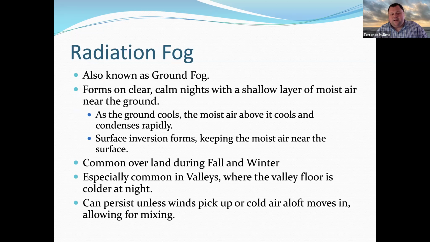Radiation fog, commonly known as ground fog. The reason why it's called ground fog is that it forms when air near the ground cools rapidly due to radiational cooling. At night, there's no sunlight coming in, but the ground is still giving off heat. Why? Because it has a temperature above absolute zero. As it's giving off heat, it's cooling down. Eventually, it can cool to saturation, and boom, fog forms.